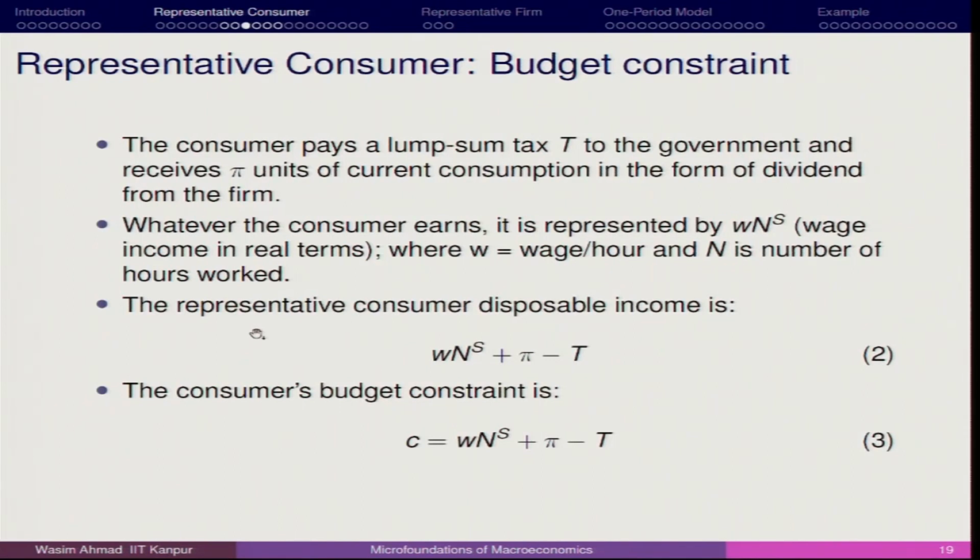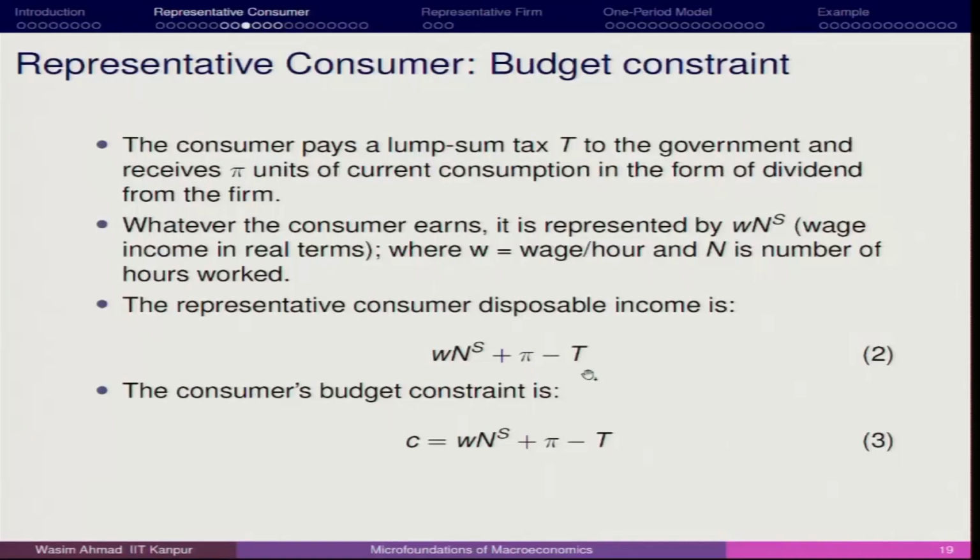Now, let us talk about the disposable income. What is the total income of the representative consumer? The total income is WNS plus pi. Pi is the dividend that this particular guy is getting, W is the wage rate and NS is the labor supply. So, here is WNS plus pi minus T. This T is important because it goes to the government. Disposable income, you know, is the personal income minus the tax. Whatever tax incidence you have, you deduct from that, and that becomes your disposable income.